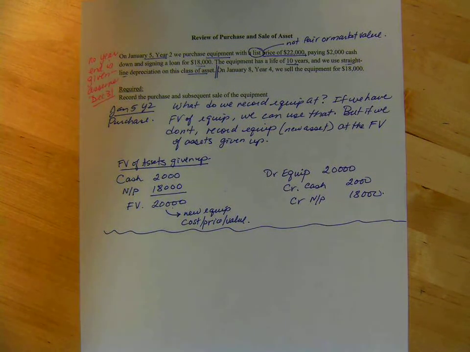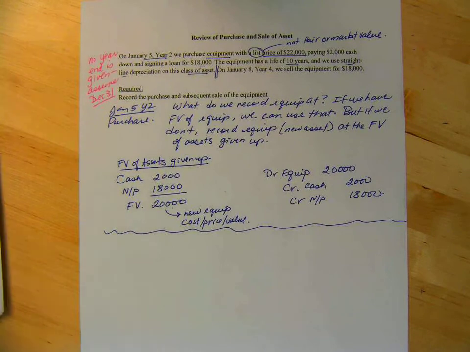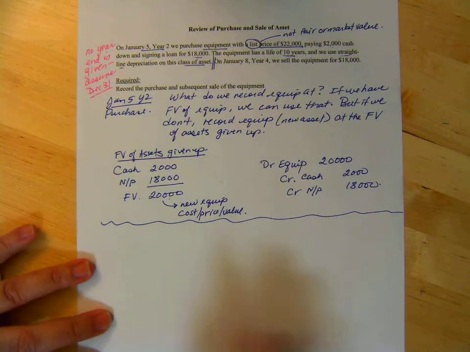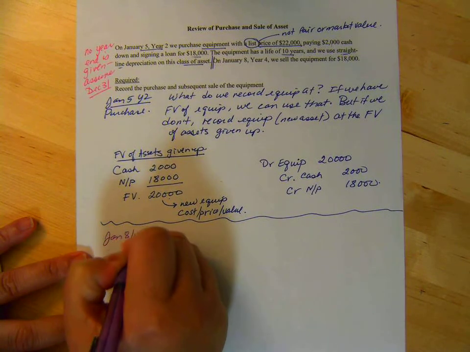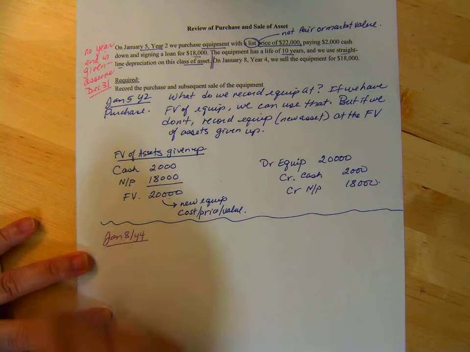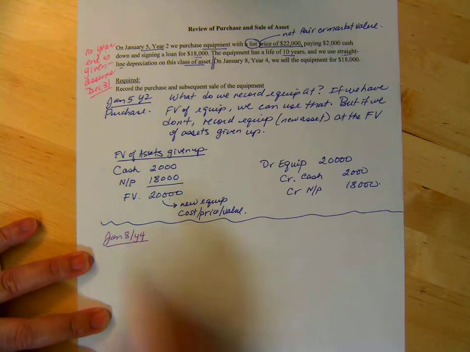So does that make sense? Okay, now let's look at the sale. So January 8th, year 4. So 2 years have gone by, and we've got the sale.